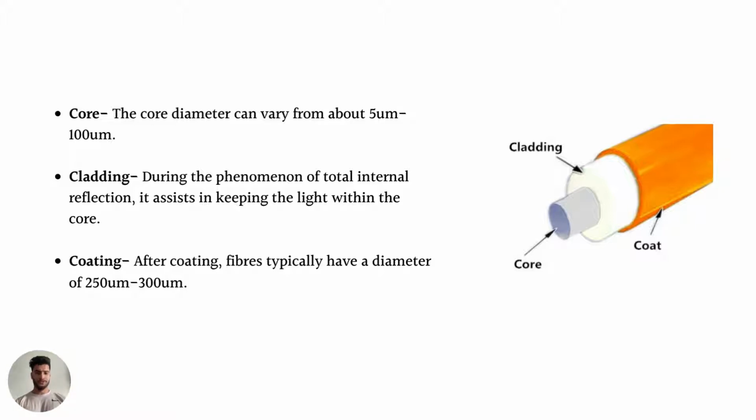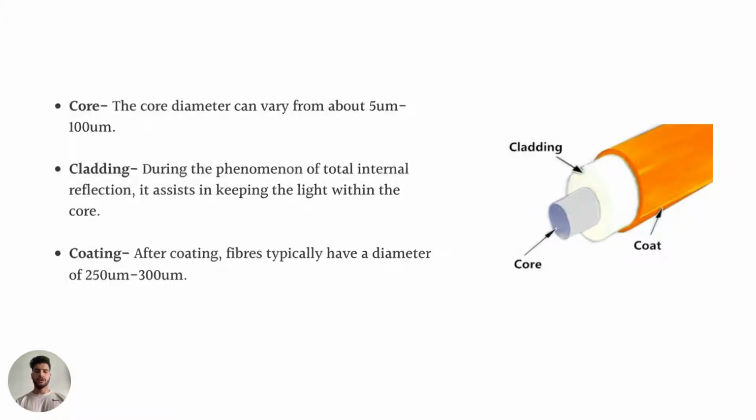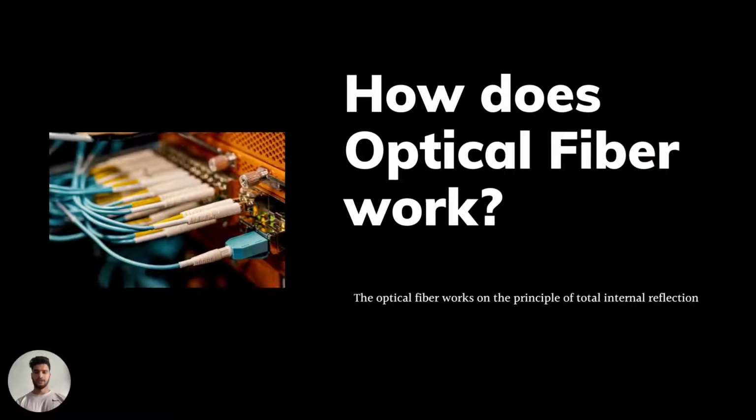The second one is cladding. The refractive index of the outer optical material around the core is lower than the core's. It helps to keep the light within the core through the phenomenon of total internal reflection. The third and the last one is coating. Plastic coating that protects the fiber, made of silicon rubber. The typical diameter of the fiber after coating is nearly around 250 micrometer to 300 micrometer.